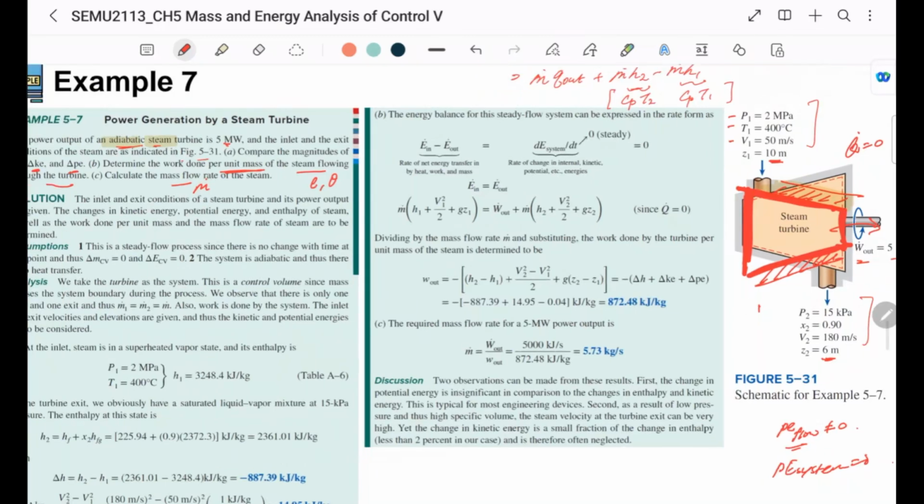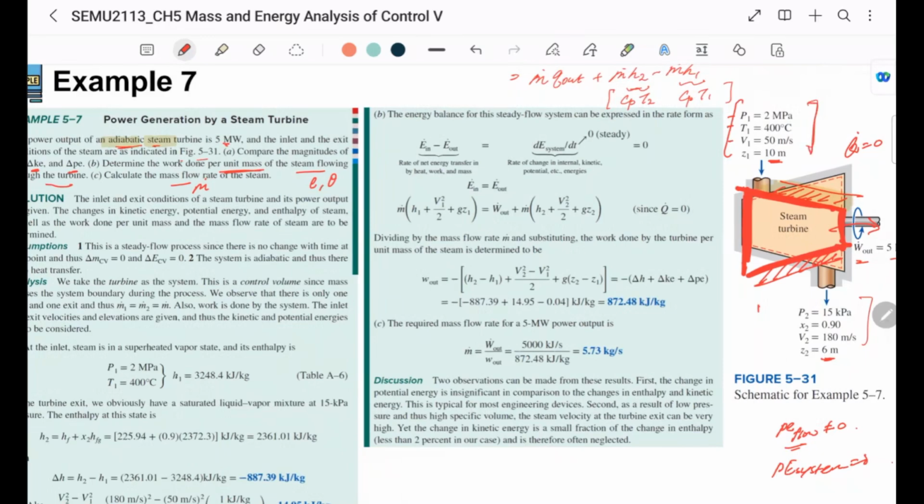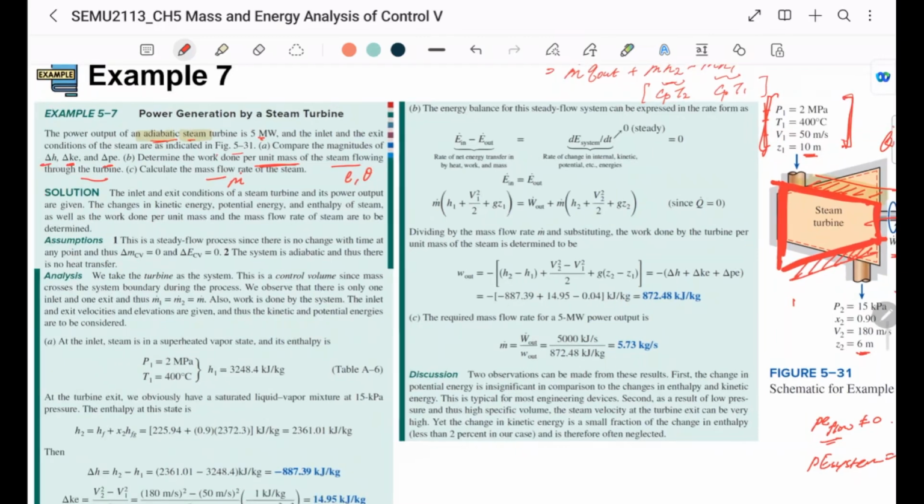Because this is steam, based on this state 1 condition, we look at the steam table. At this pressure and temperature, you most likely find out that it's a superheated vapor. It's already beyond the saturated vapor line. So based on the superheated table, you should be able to find out H1.